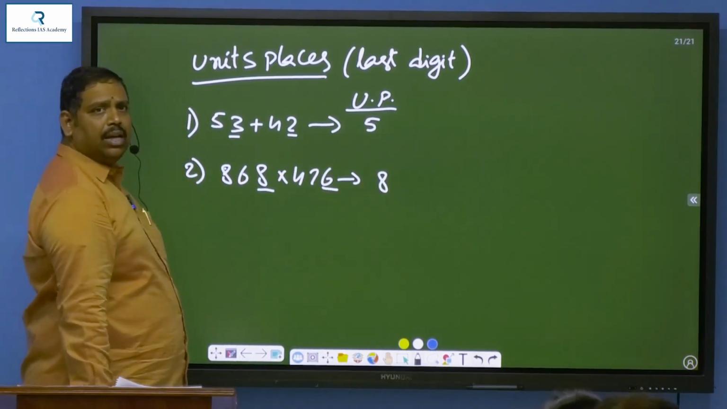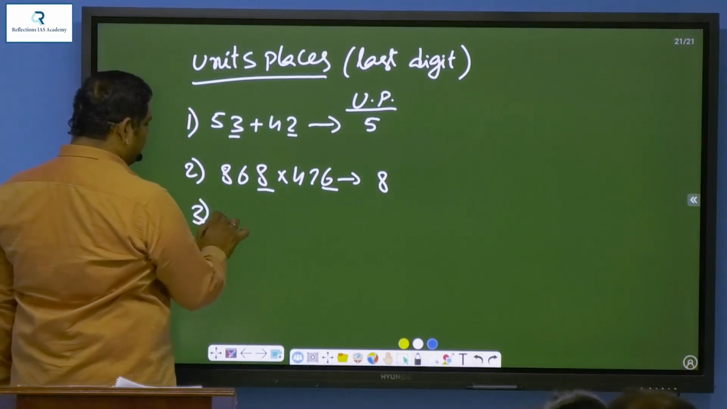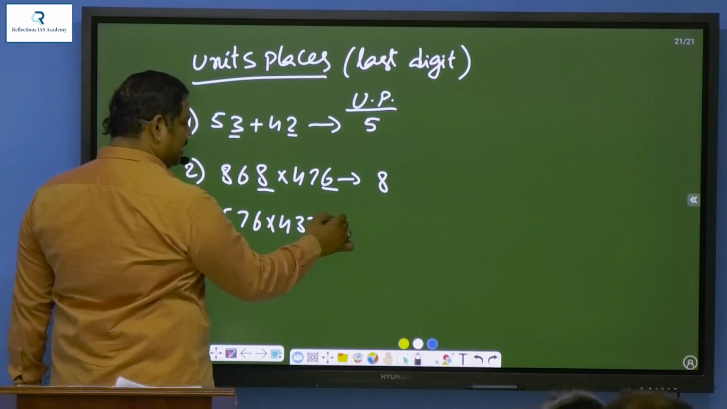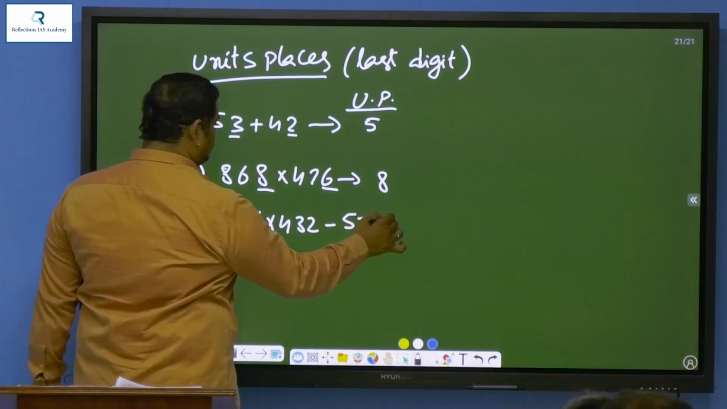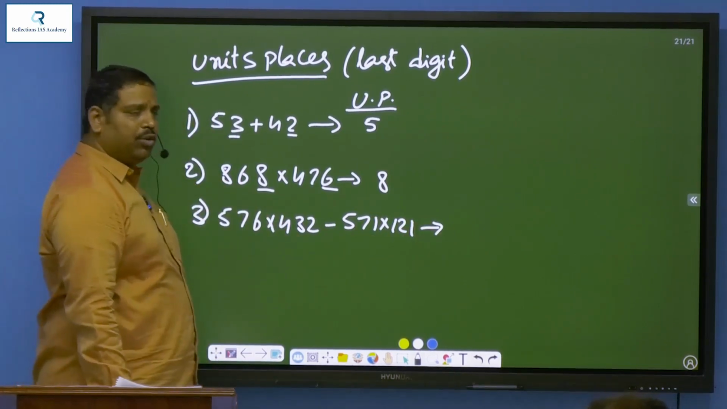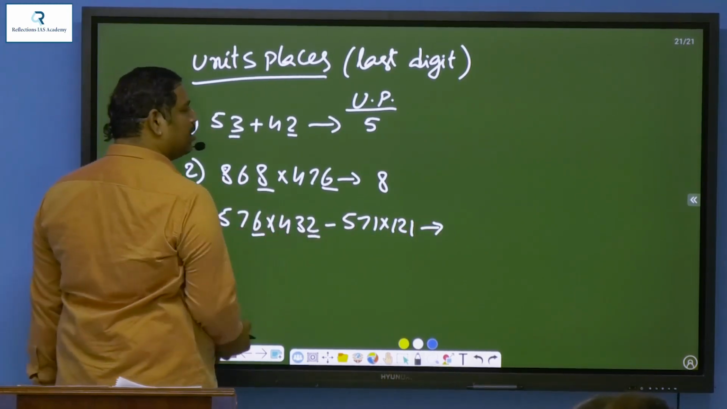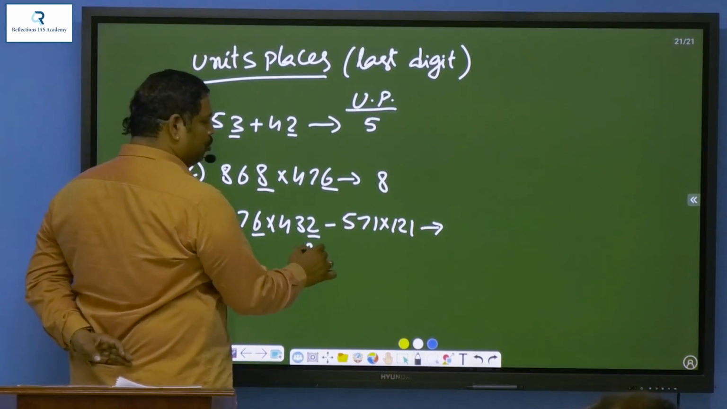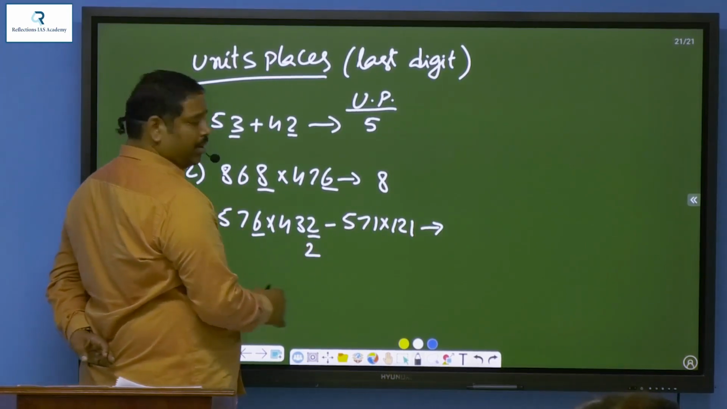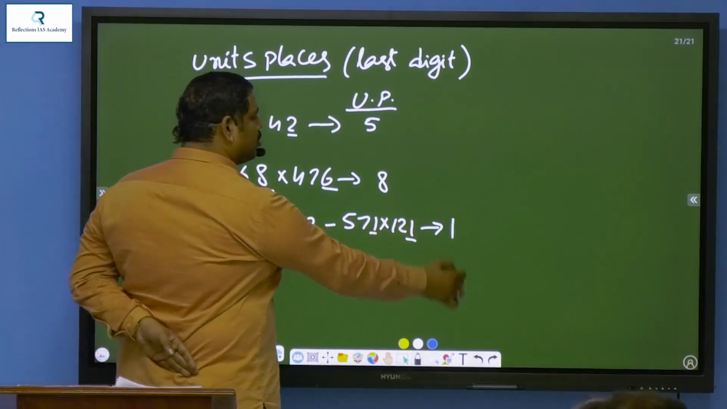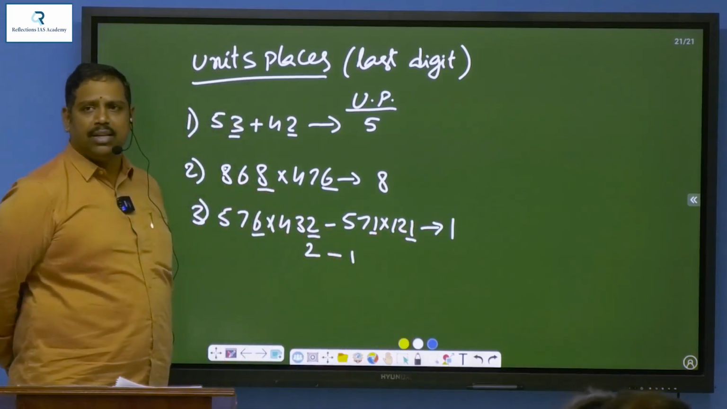8. Even if he asks a difference, 576 into 432 minus 571 into 121, and he asks about the units place, what will you do? 6 into 2 is how much? 12, so can I take it as 2? Units place only. Minus 1 into 1 is how much? 1. 2 minus 1 is how much? 1. Superb. Yes or no?